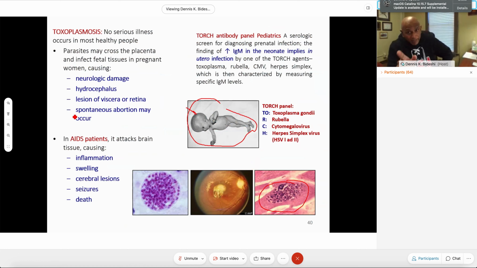So again, babies, pregnant women, fetuses, very susceptible. Of course, AIDS patients, very susceptible to this. These are immunocompromised patients. And again, you can have infections practically anywhere, even in the central nervous system, all right? It's just very nasty.